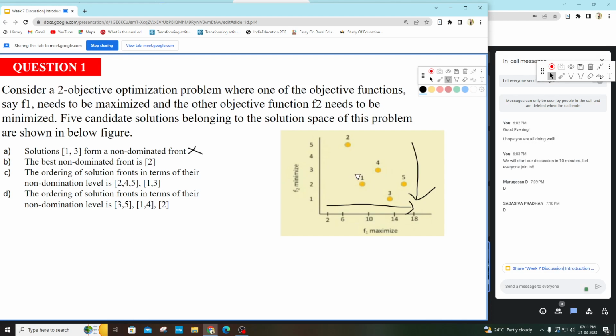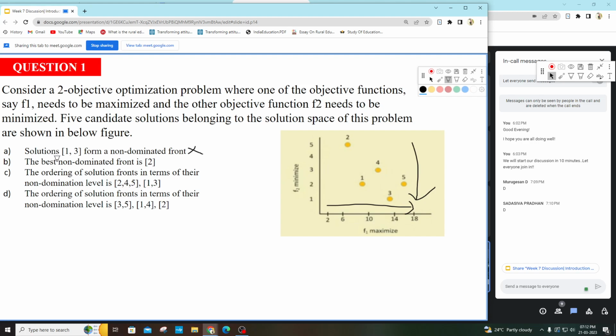1 3 is not forming a friend, because a friend is only formed when these 2 points neither dominate one another. But here we can clearly see that the third point is dominating this first point. So the first statement is not correct. Let me erase this.